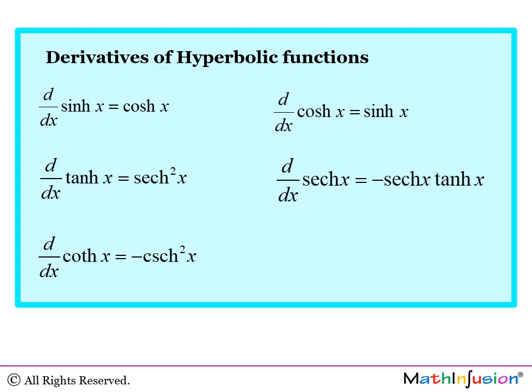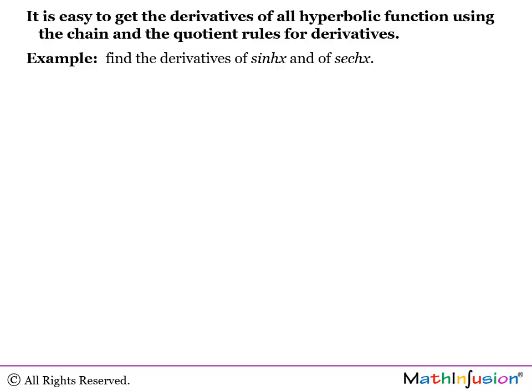d dx of cotangent hyperbolic x is negative cosecant hyperbolic x to the power of 2. And d dx of cosecant hyperbolic x is negative cosecant hyperbolic x times cotangent hyperbolic x. It is easy to get the derivatives of all hyperbolic functions using the chain and the quotient rule for derivatives. For example, let's find the derivative of sine hyperbolic x and of secant hyperbolic x.